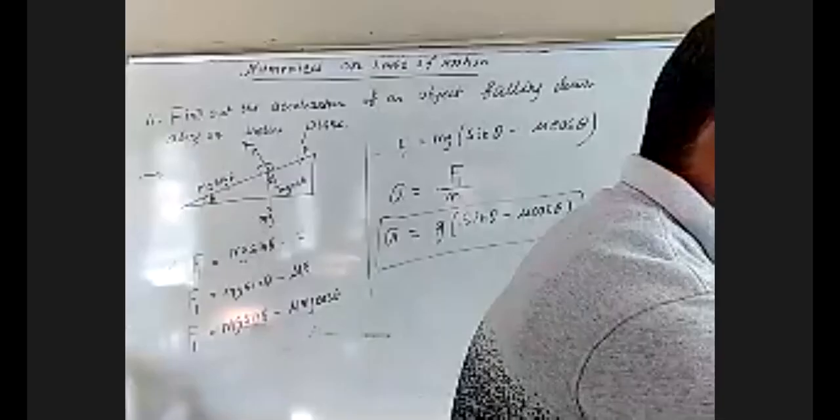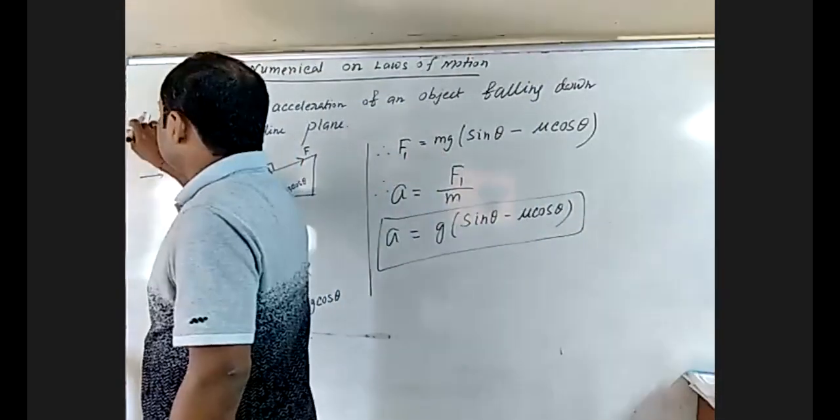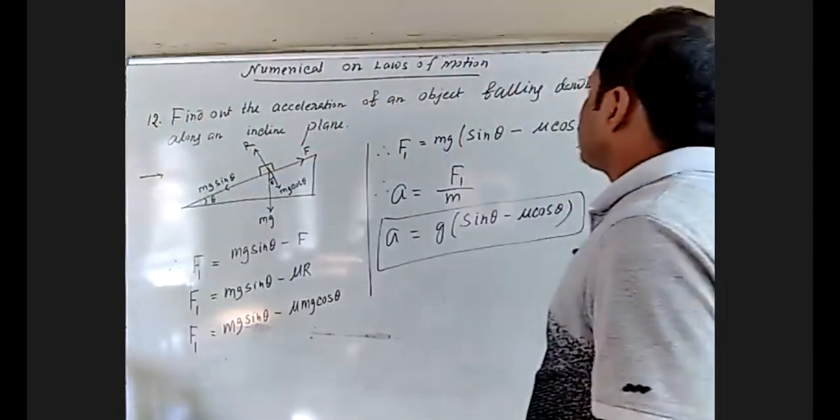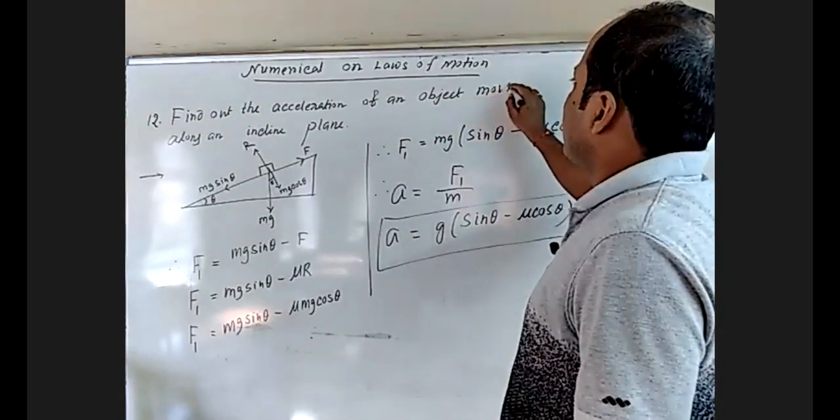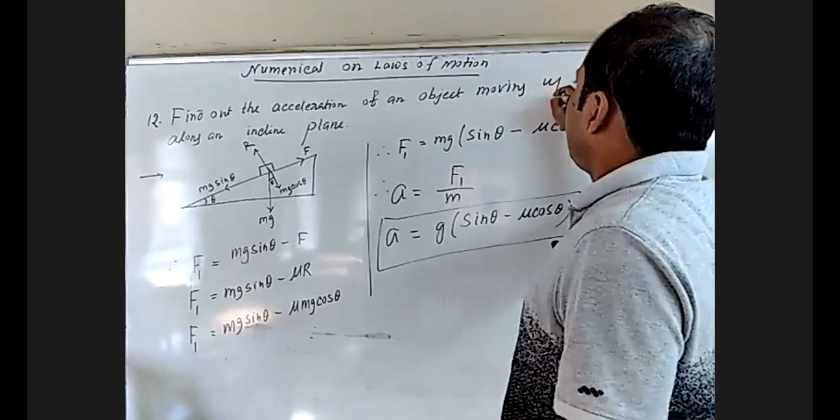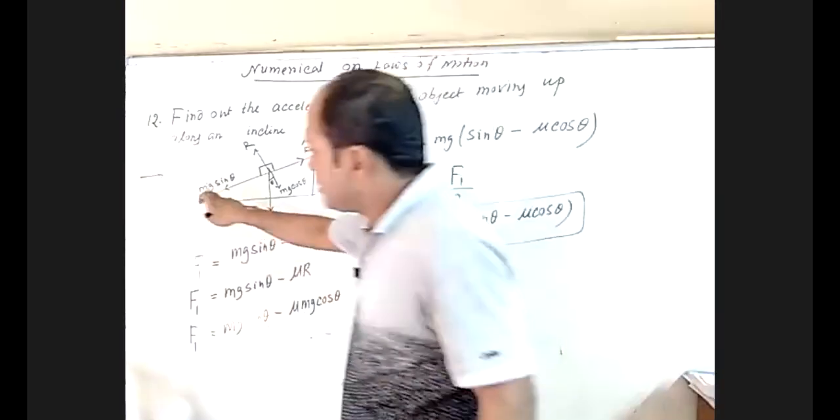You may be asked, if an object is moving up along the inclined plane, in that case, what should be the acceleration? This is another question. Number 12: find out the acceleration of an object moving up along the inclined plane. Same question, just it is moving in the upward direction.